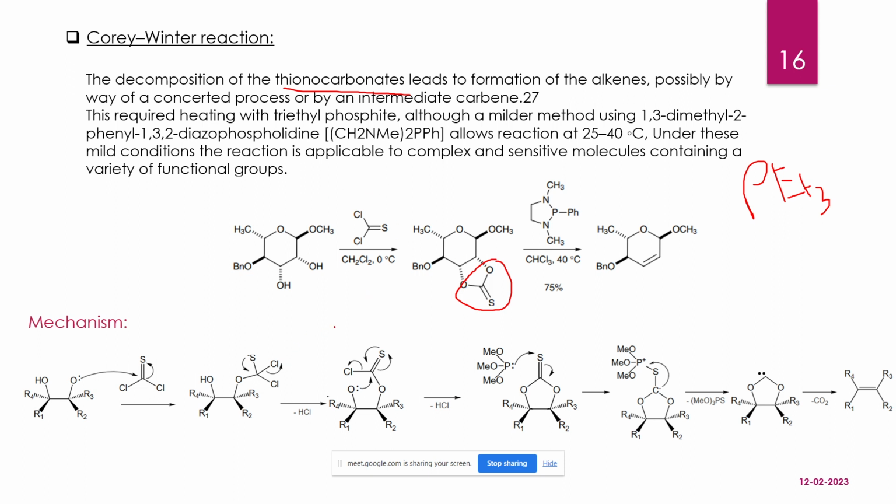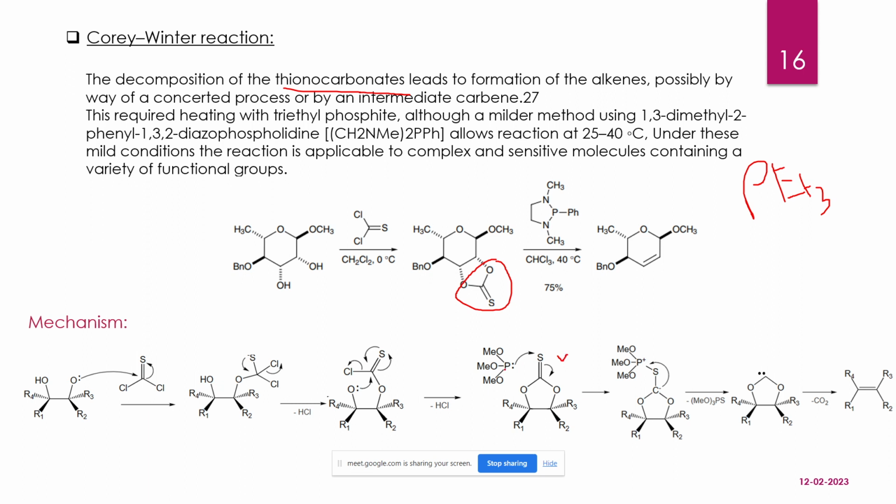So see here, what is the mechanism? Here I have shown the mechanism. What is happening first? There is a thiocarbonyl compound. So this oxygen will attack here, then one chlorine will get removed, and again another oxygen will attack here, another chlorine will get removed, giving us this type of thiocarbonate compound.